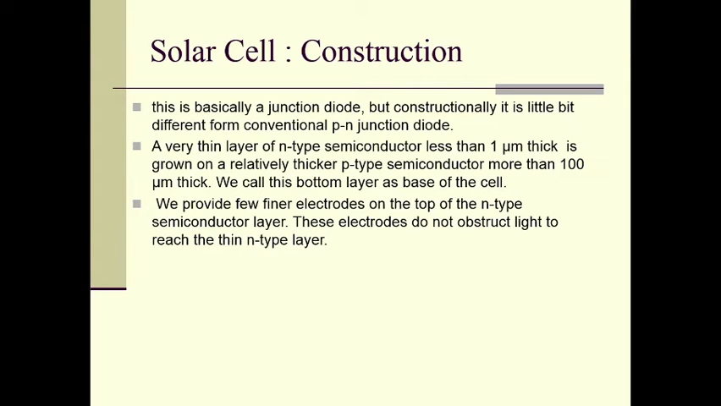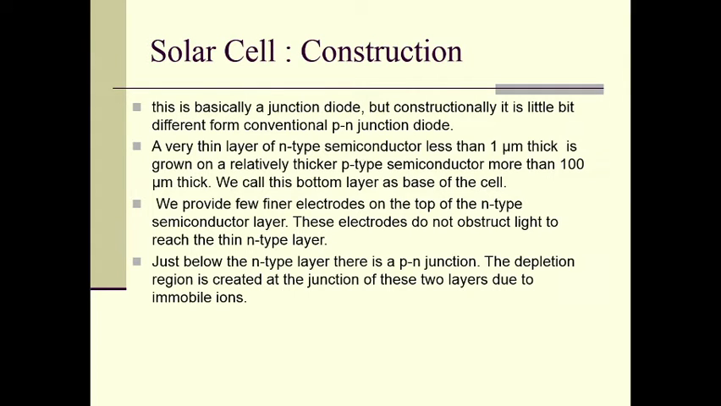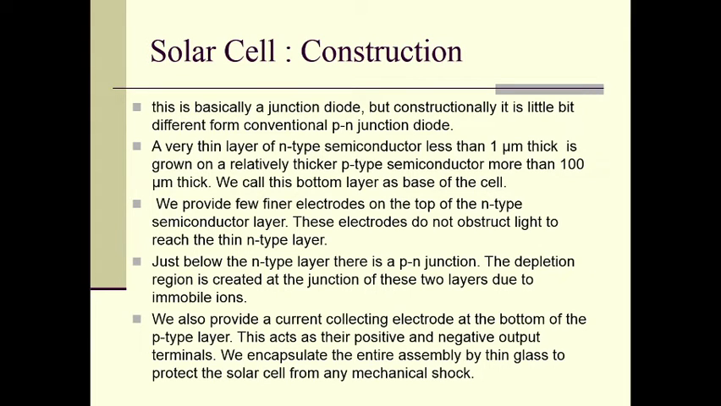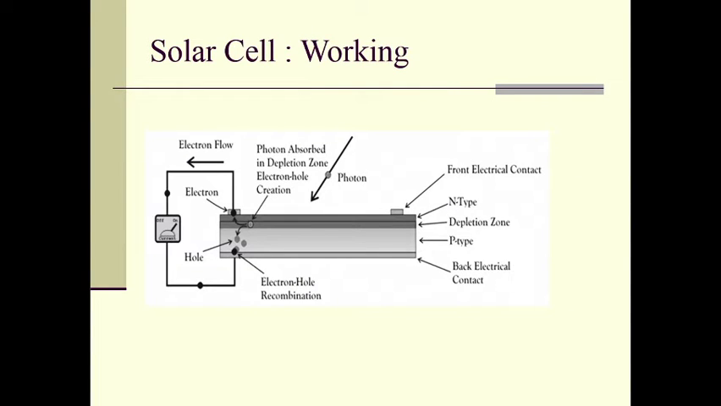We provide a few finer electrodes on the top of the N-type semiconductor layer. The electrodes do not obstruct light from reaching the thin N layer. Just below the N-type layer there is a PN junction. The depletion region is created at the junction of these two layers due to immobile ions, just like inside a diode. We also provide current collecting electrodes at the bottom of the P-type layer. These act as the positive and negative output terminals. We encapsulate the entire assembly with thin glass to protect the solar cell from any mechanical shock. So this is the particular construction.